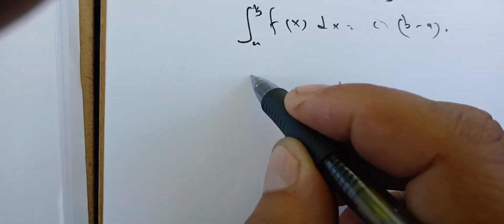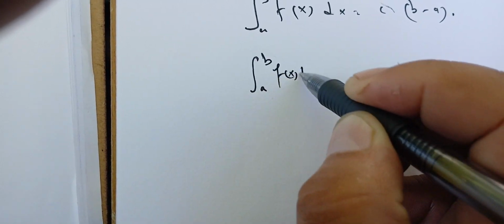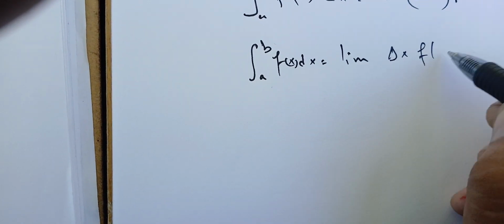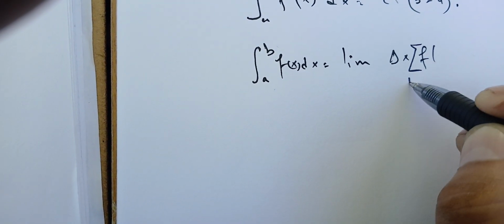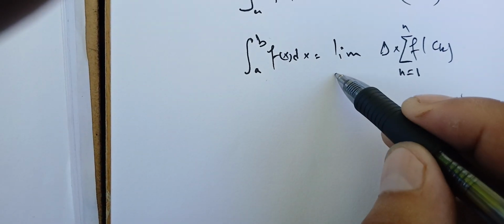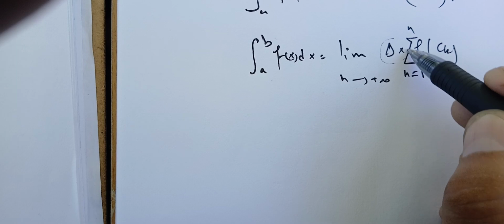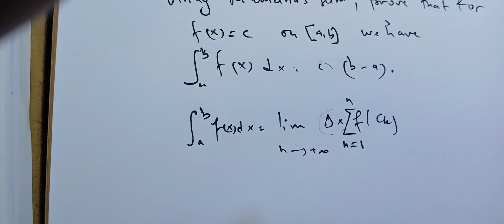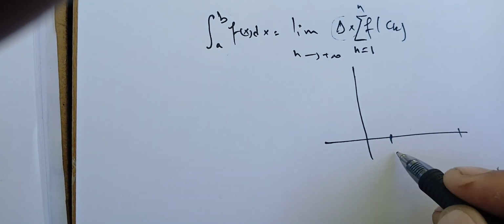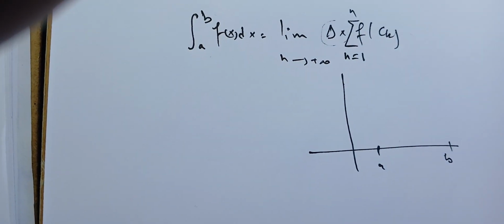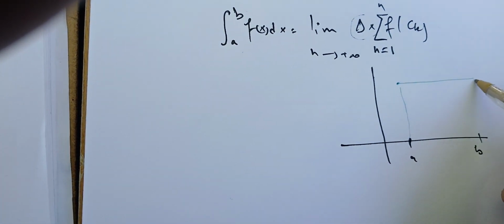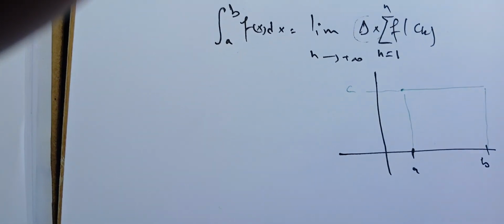So we have the integral from a to b of f of x dx is the limit of the sum, k from 1 to n, of f of ck times delta x, as n goes to infinity. We need to define delta x and the ck's. Okay, so here we will have a picture. On this interval [a, b], our function is constant, f is equal to c. So this is the interval [a, b], and this is c, the value of the function.